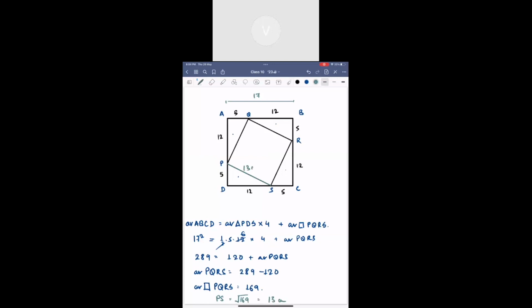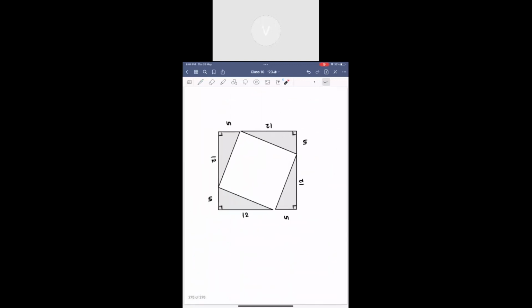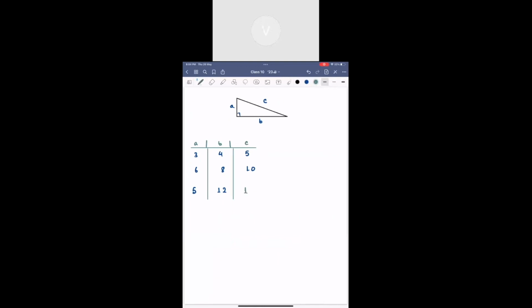PS is the side of the square, so the square root of 169 is going to be 13 centimeters. Finally, we have been able to calculate the length of the third side and it came out to be 13 centimeters. And we can now proudly, like a human being, feel that this is going to be 13 centimeters.